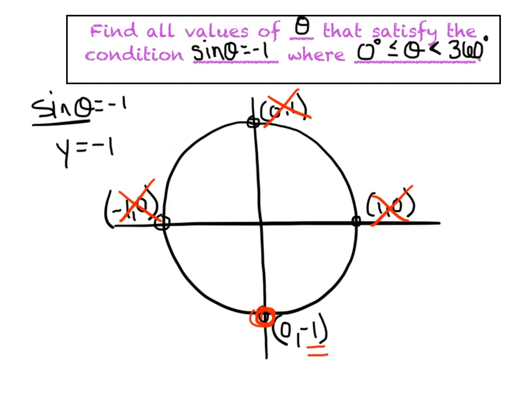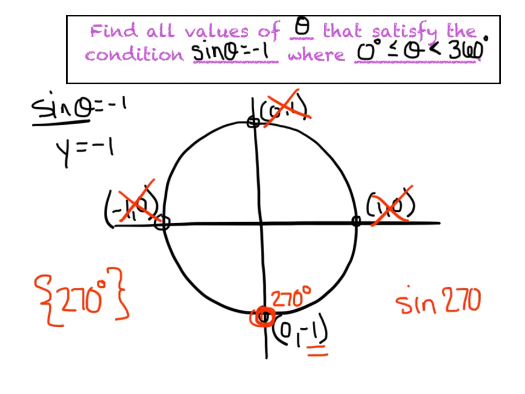So this time, we only have one solution. Last time we had 2. Sometimes you'll only have 1. And I'm going to say that angle right there is 270 degrees. So my only solution is 270 degrees. And again, if you want to check that answer, you can grab your calculator and type in sine of 270. And when you hit enter, hopefully you'll see -1.